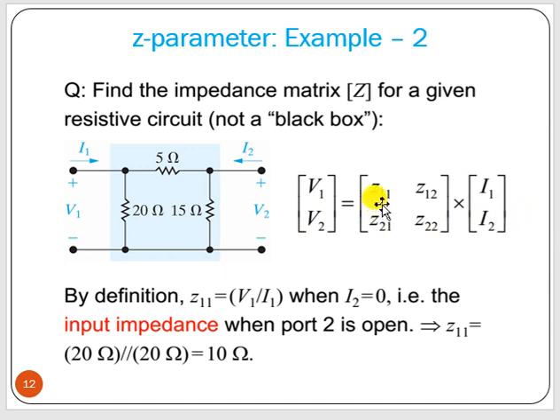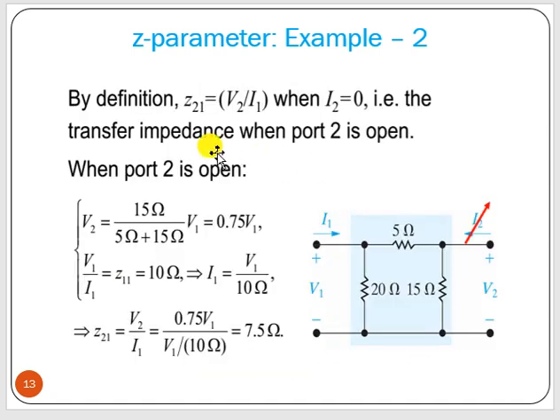Now by definition Z11 is nothing but V1 by I1 when I2 is 0. You always have to take care of this part, when I2 equal to 0. If I2 equal to 0, no current is flowing through this path. Then V1 by I1 will be equal to what? That is Z11. No current is flowing here, so I1 current divides and flows through this path. So 15 plus 5 in series is 20, parallel with 20, and that will be your Z11. Next, the parameter Z21 is V2 by I1 when I2 equal to 0.